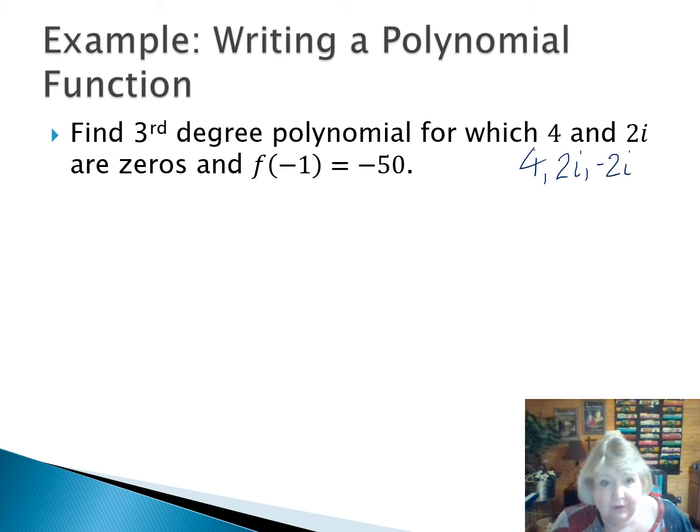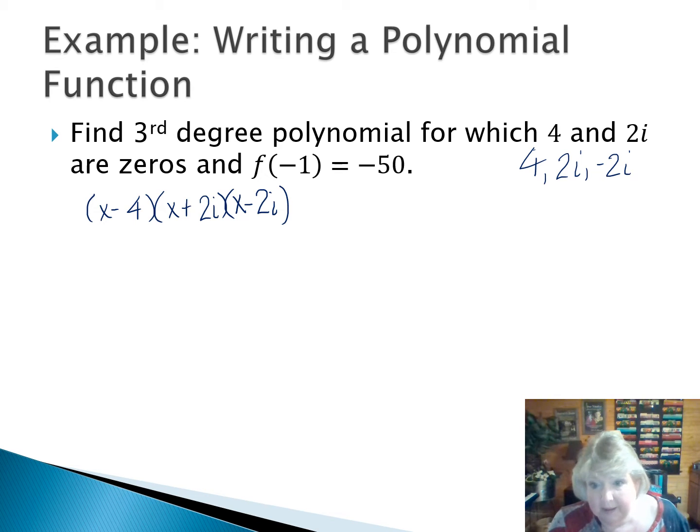So by the factor theorem, I know that x minus 4, x plus 2i, and x minus 2i are going to be factors. This f of -1 equals -50 is going to come into play because there may be a common factor that I factored out to begin with that I know nothing about at this stage. So what I'm going to do is I'm going to multiply this out.